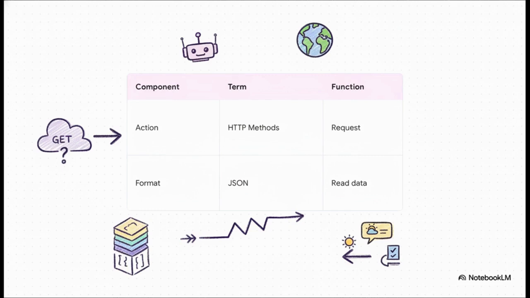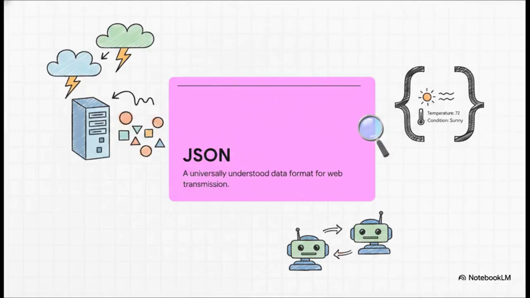The action is handled by HTTP methods. You can think of these as the verbs of the internet, things like get, post, or delete. For our agent, the action is requesting weather updates. It's essentially saying, hey, get me the weather for Chicago. Then, the format for the data coming back is handled by JSON, which allows the agent to actually read the forecast data.